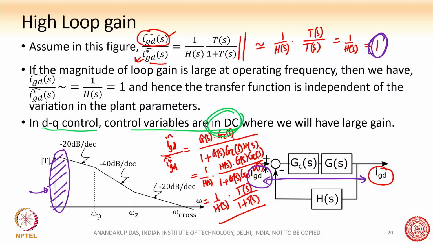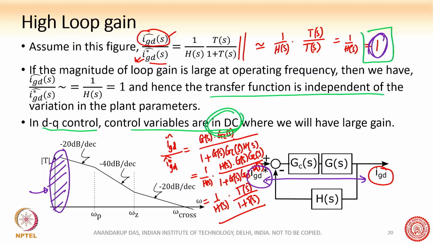And now I can appreciate why I did that and why I am developing my controllers in that way. Because close to DC, you can see here, the loop gain is very large, and that easily ensures that IGD by IGD star is equal to 1. That is very useful because then the transfer function is independent of any variation in the plant parameters, because the loop gain is so high, right?